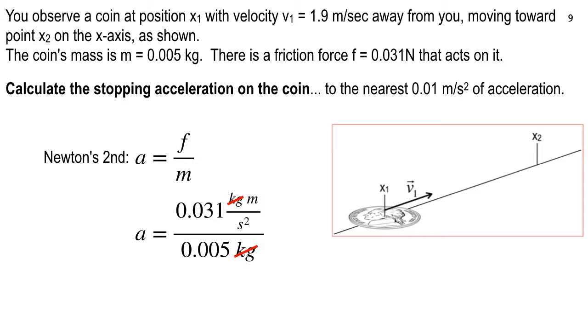Kilograms cancels from the top and bottom. But now the top, you still have meters per second squared, but that's lovely because that's what you want for an acceleration. Acceleration is measured in meters per second squared. So this is all looking good. Now all I've got to do is calculate 0.031 divided by 0.005, and that comes out to 6.2. So the answer is 6.2 meters per second squared for this instance of it. Now, you may have had the correct answer for a different velocity and force, but this is how everybody did it that did it correctly.